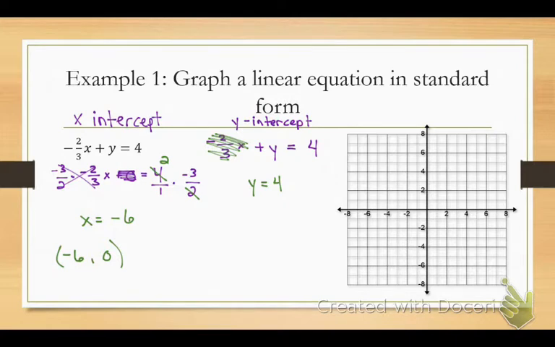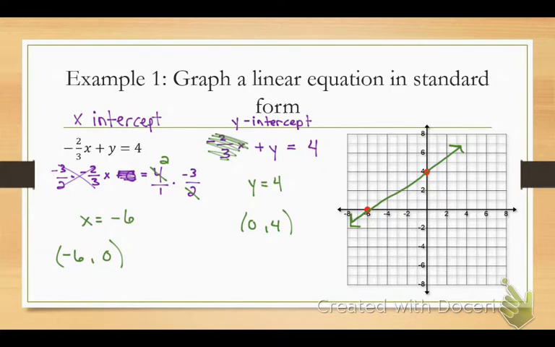Can I put that into an ordered pair? What would my ordered pair be? 0, 4, because I plugged in 0 for x. All right, go ahead and plot those 2 points on your graph. Point number 1, -6, 0. Point number 2, 0 up 4. And draw my line. Who got that? Raise your hand.